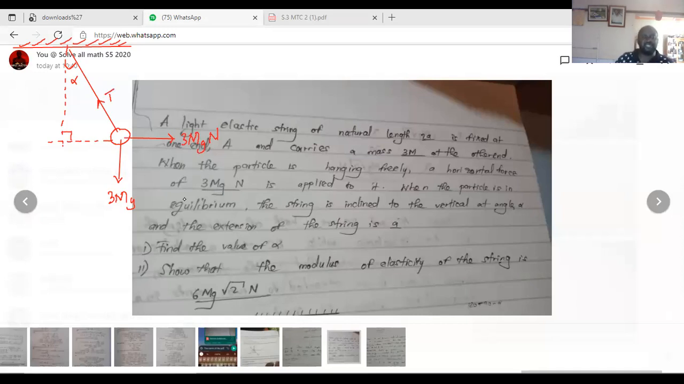Now there are various ways of solving this. We can solve this using Lamy's theorem. We can also solve this using resolution of forces. So this angle here would be alpha. If that angle there is alpha, can you realize that the whole of this angle is 90 plus alpha? Do you see that? Then also this is 90. If you can see clearly, then this one is 90 minus alpha. So the whole of that angle can be realized as what? The whole of this angle is 180 minus alpha, because this angle here was alpha.